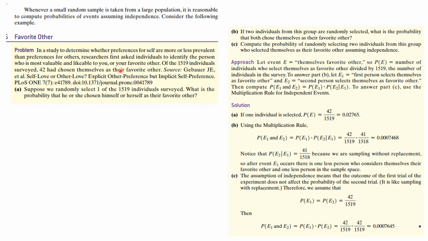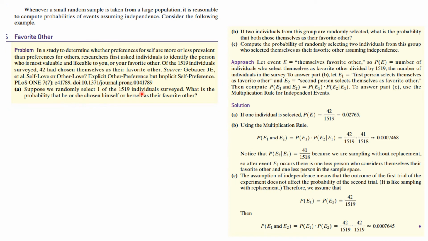Okay, so here we're talking about this, and the problem is, in a study to determine preferences for self, are they more or less preferred than preferences for others. Researchers first ask the individuals to identify the person who is most valuable and likable to you, or your favorite other. Of the 1,519 individuals surveyed, 42 chose themselves as a favorite other.